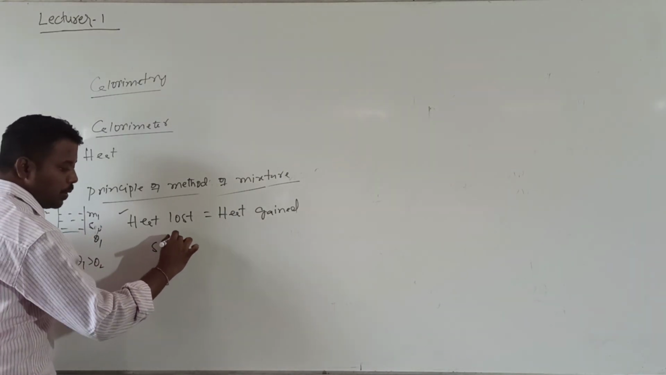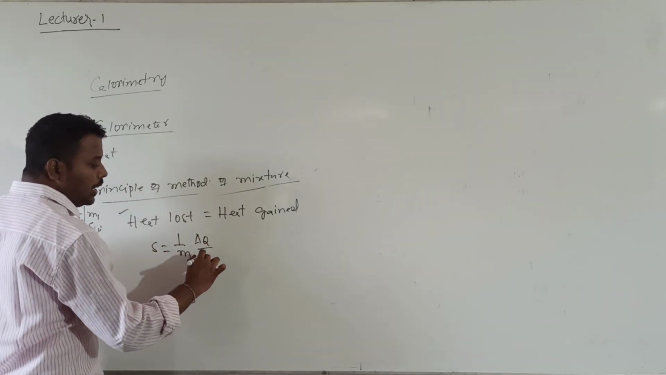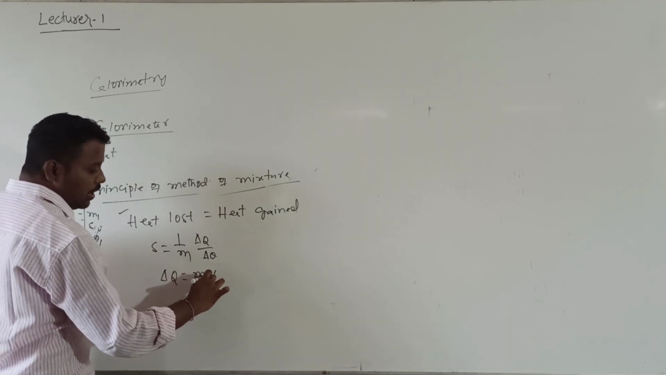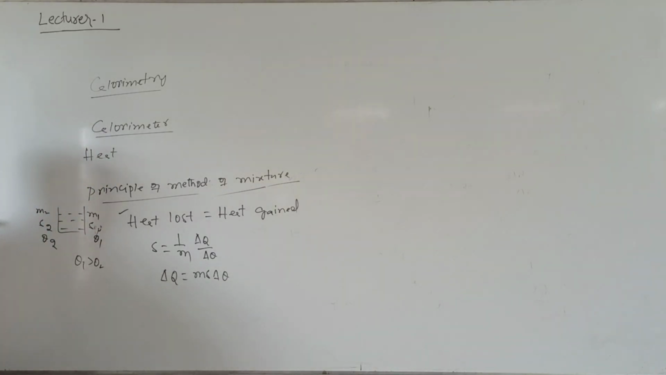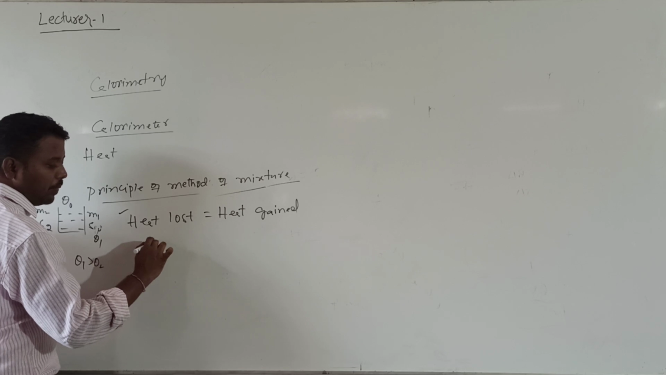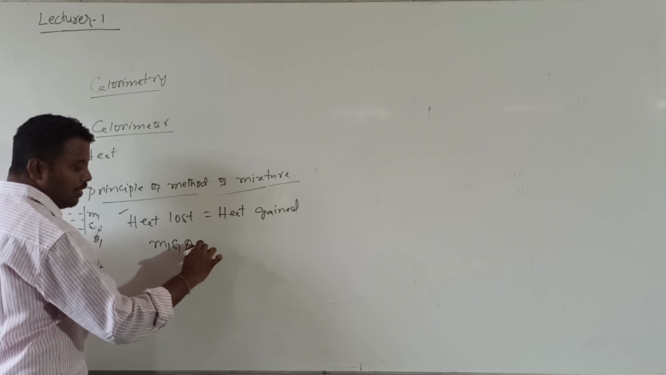To calculate the heat loss, we will use the formula S is equal to 1 by m into delta Q divided by delta theta. From this, what will I get for delta Q? Delta Q is equal to m into S into delta theta. After mixing, let me call the temperature of the mixture theta naught. So theta naught is less than theta 1, and theta naught is greater than theta 2. Then the heat lost by the hot body is given by M1 S1 into theta 1 minus theta naught.